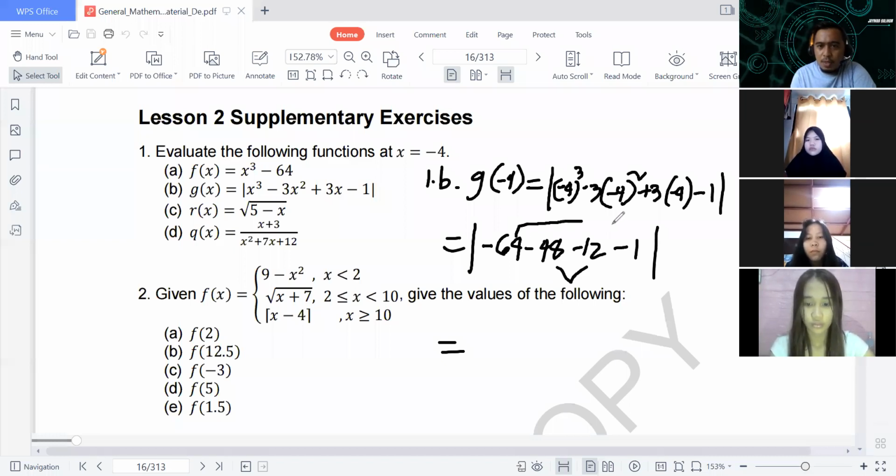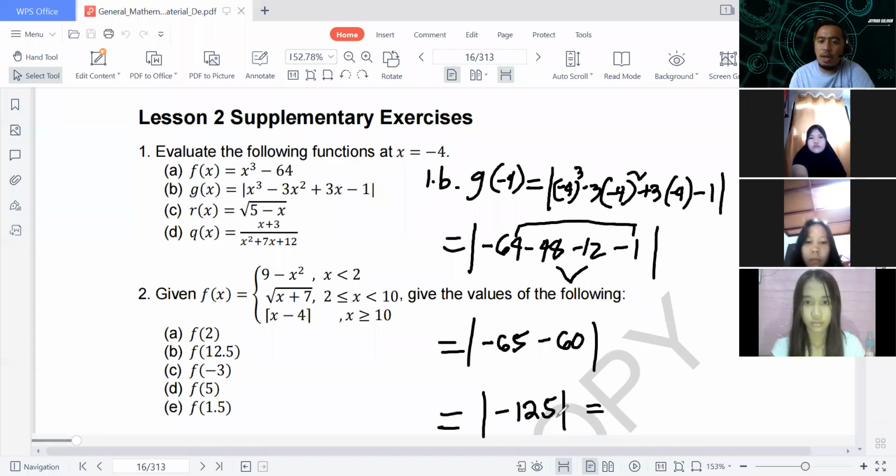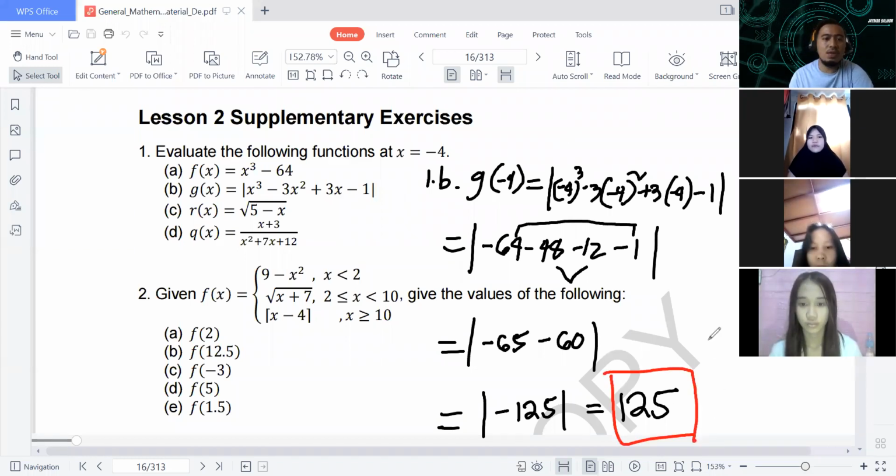These two together are -65. So you have now -65 minus 60. So it becomes now the absolute value of -125. Since it is absolute value, your answer will be positive 125. Clear? Yes, clear, class? So that is the answer for the letter B.